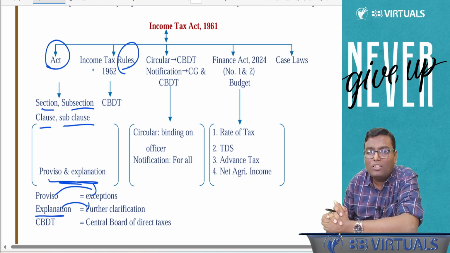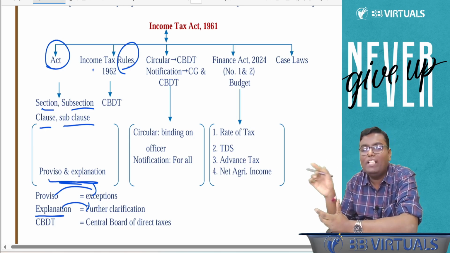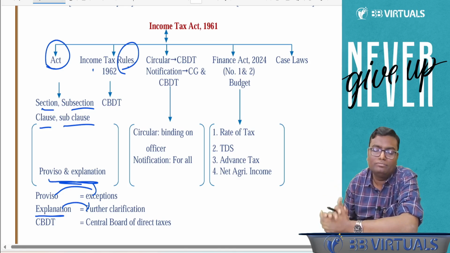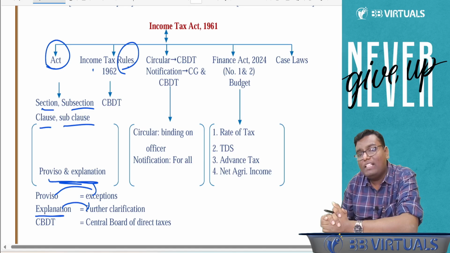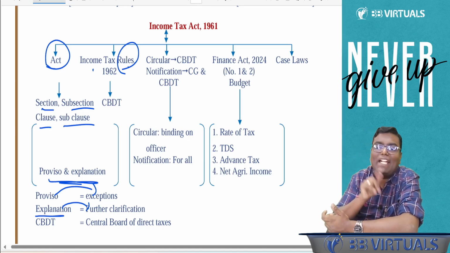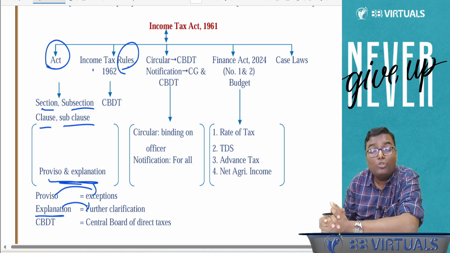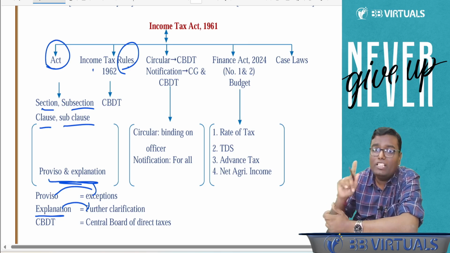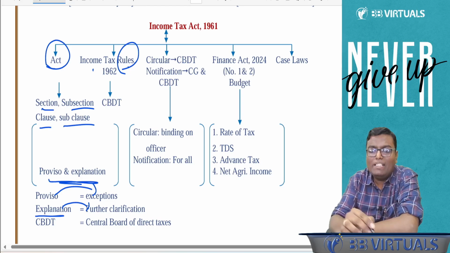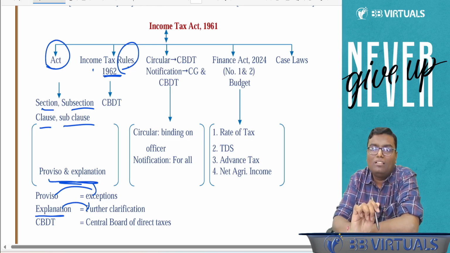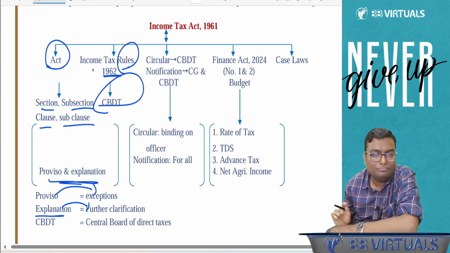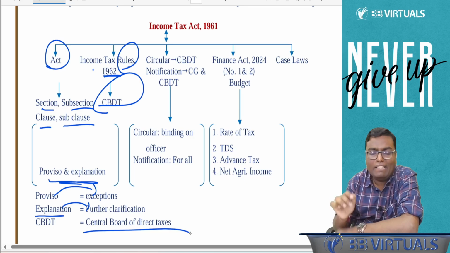So what is the need of the rules? Rules create procedure. Whatever is the procedure to follow the Act is given in the rules. Rules are subordinate to the Act. So if I tell you that you have to file an income tax return every year, this is given in the Act. But how to prepare that income tax return, what entries are to be made in it, all that procedure will be given in the rules. The name of the rules is Income Tax Rules 1962. It is prepared by CBDT, full form Central Board of Direct Taxes.